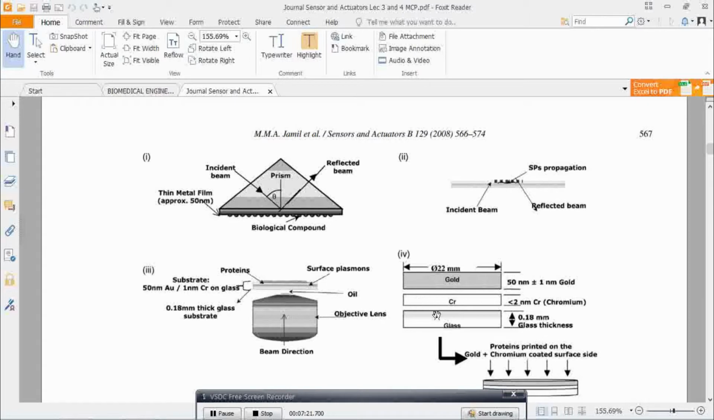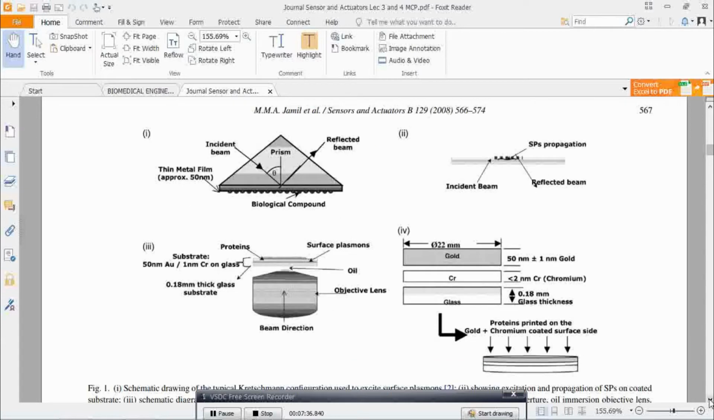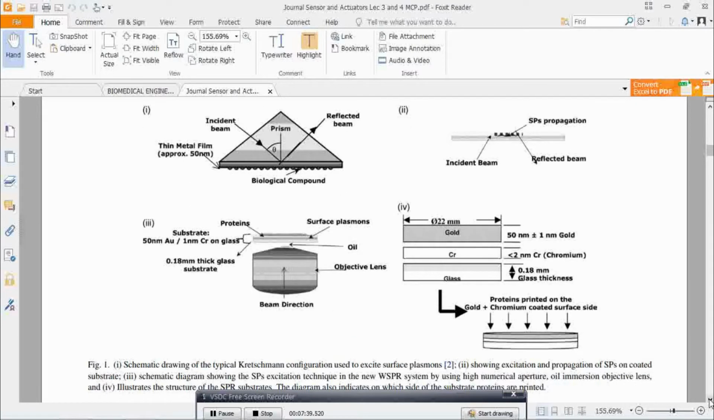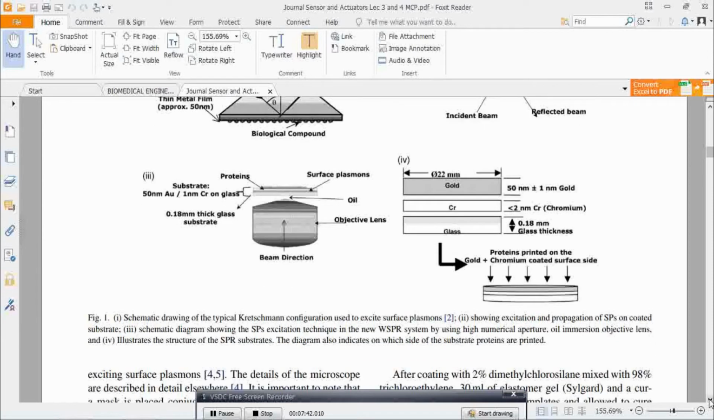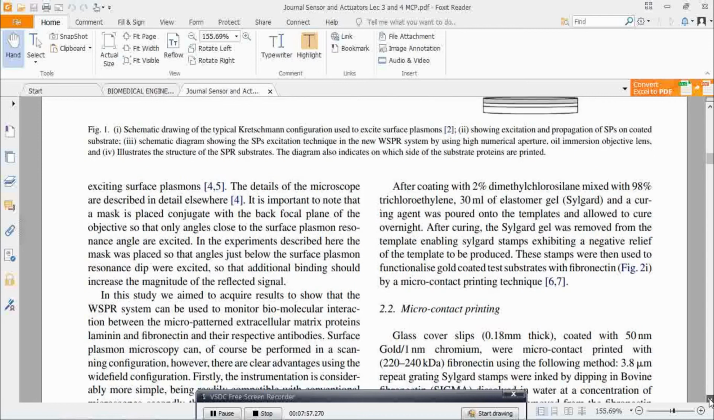Figure number 4 just shows you the gold, chromium, and glass. As I mentioned before, the chromium function is to make the gold stick strongly onto the glass. And then you have the site where we deposit the protein. Just remember, the site where we deposit the proteins, or extracellular matrix protein, or the cells is on top of the metallic layers, not on the glass. It's on the metallic layers, right?